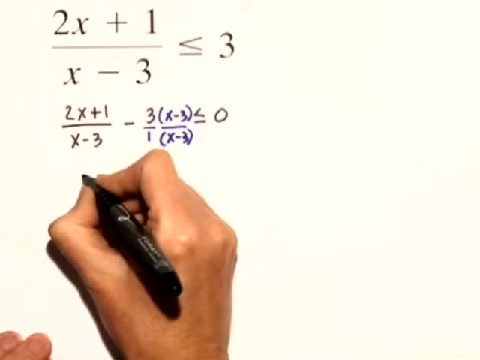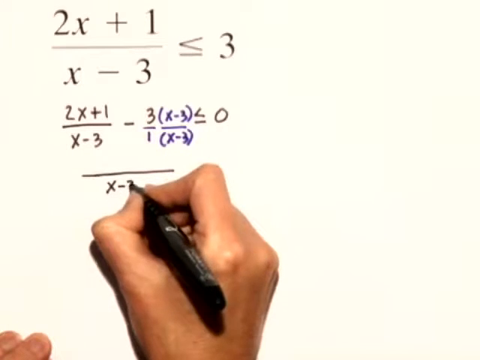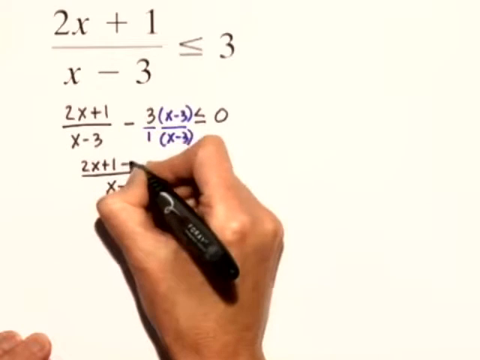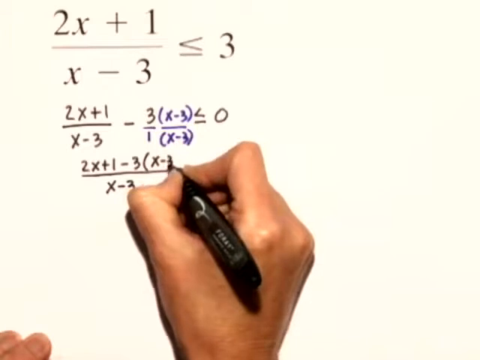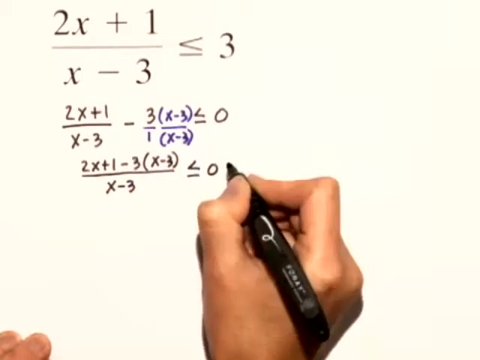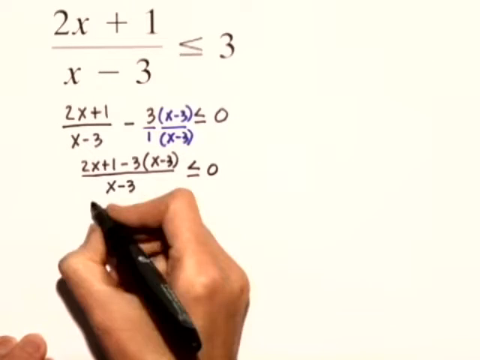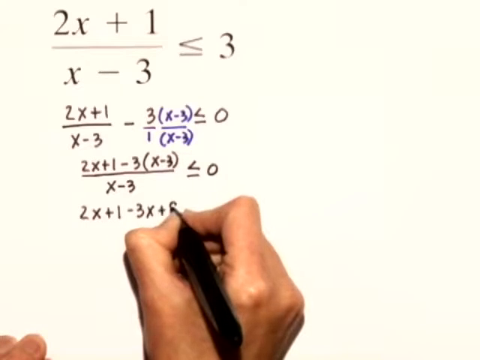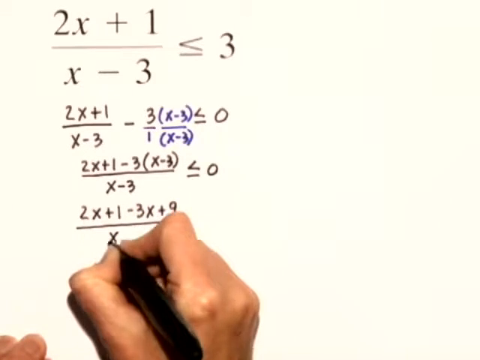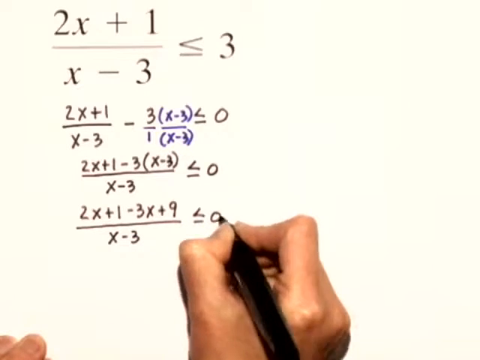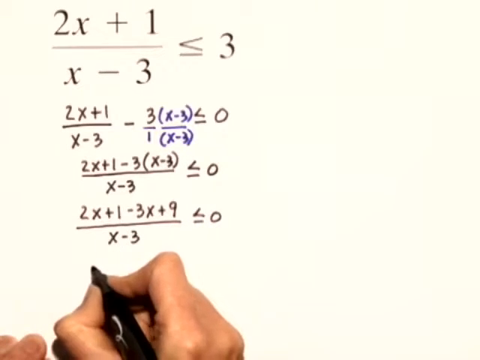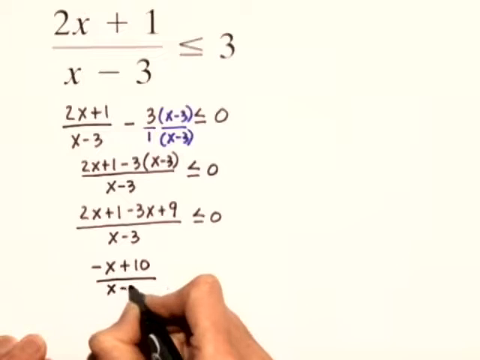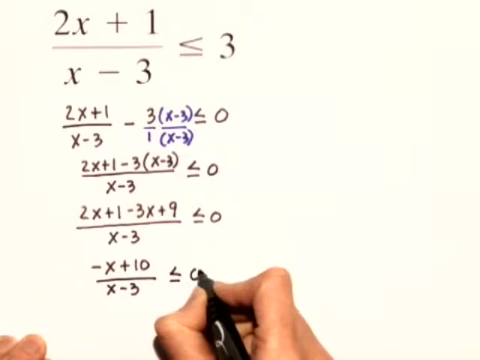Now I can write the left-hand side as a denominator of x - 3. The numerator will be 2x + 1 - 3 times the quantity x - 3, and this is less than or equal to 0. Let's simplify, and we get (2x + 1 - 3x + 9)/(x - 3) is less than or equal to 0. In the numerator, we get (-x + 10)/(x - 3) is less than or equal to 0.